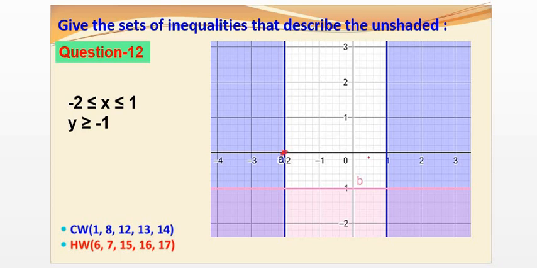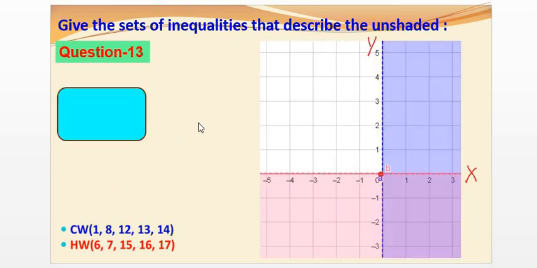Clearly for the vertical lines, we will see on the x-axis we have two limits, -2 and 1. So x will lie between -2 and 1. And why do we have to put these less than or equal to signs? Because these are two solid lines. Then I will look for the horizontal line. The horizontal line is giving me -1 here. This shows that y and all the greater numbers are not shaded. That means y is greater than or equal to -1.